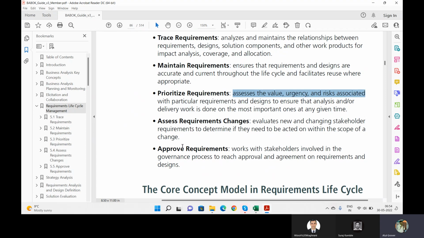And finally, approve the requirement. Approval is what you get from your stakeholders when you have documented it. Finally, you send the document for sign off from the customer, so that they give me a sign off on this area and I can proceed further. So these five topics are important and we are going to understand them in the particular chapter called requirement lifecycle management.